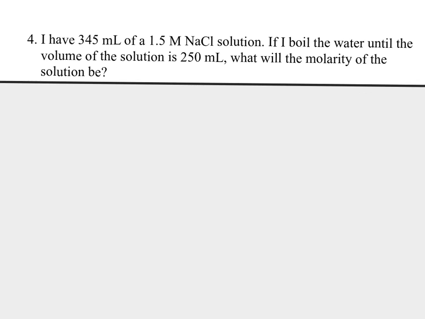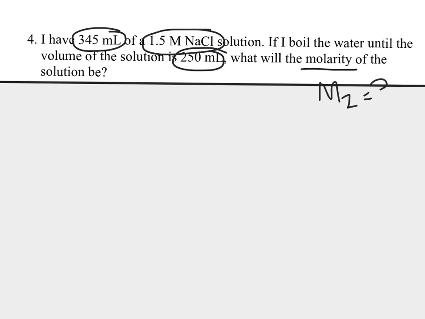All right, for this question, we have a 345 milliliter solution that has 1.5 molarity of sodium chloride. Now, if you boil the water until the volume drops to 250, so that means you're boiling off water, but you're not boiling off the salt, so you actually make it more concentrated by boiling it off. But we want to know what that molarity would be. So I think we're solving for the second molarity. We know the second volume, and then we have the initial volume and the initial molarity right here.